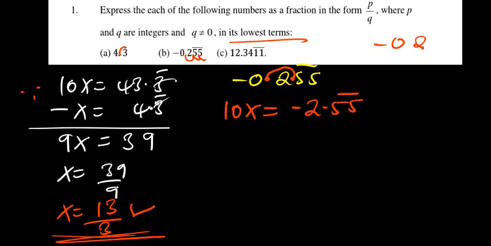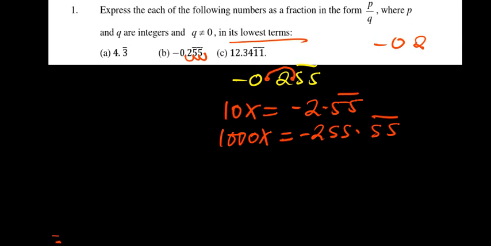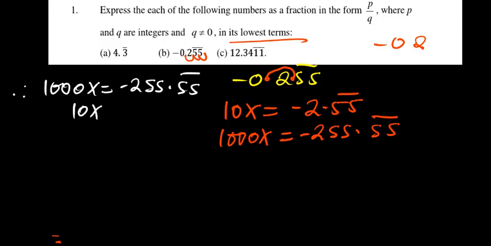So I've moved how many times? 3 times. So meaning 3 zeros, which is 1,000. So 1,000x is equal to negative 255.55 bar. Then put the bigger number on top. I do this to avoid confusion. So I'll put the bigger number on top, then the smaller number down. So I'll say therefore 1000x is equal to negative 255.55 bar.